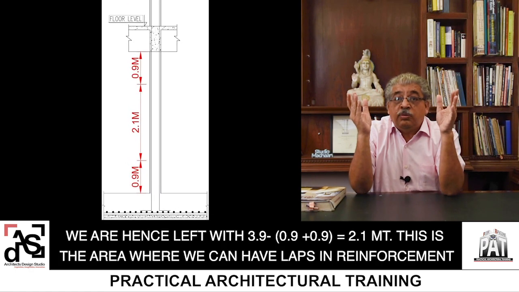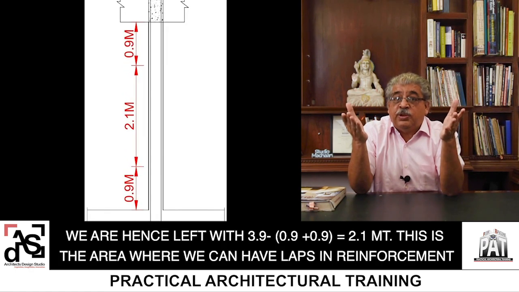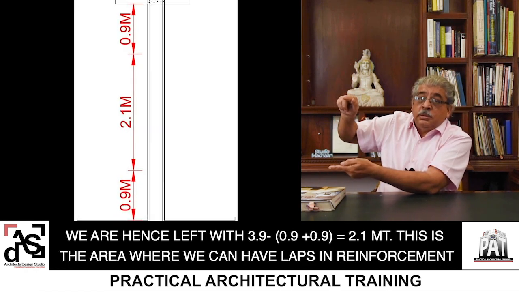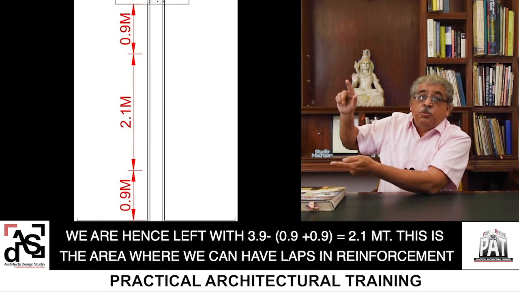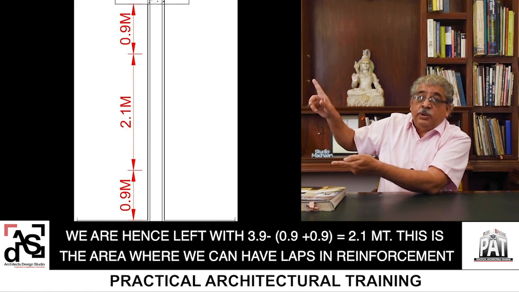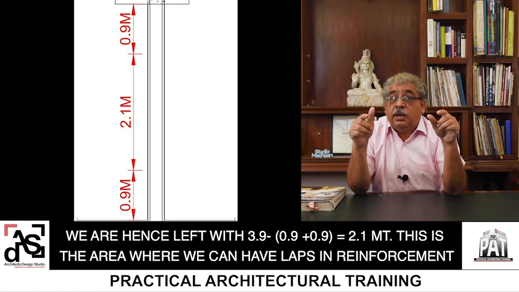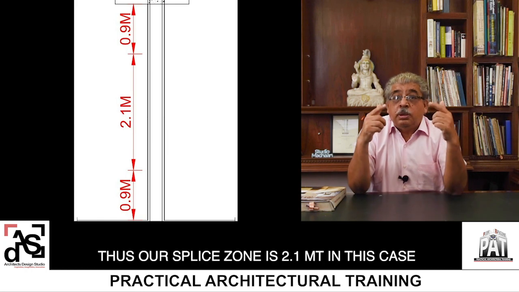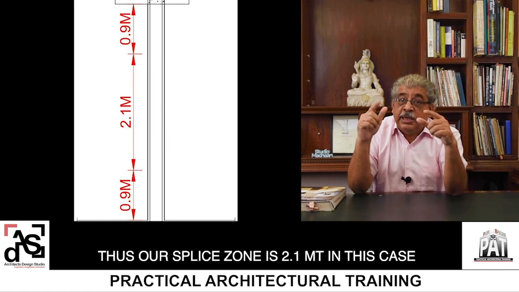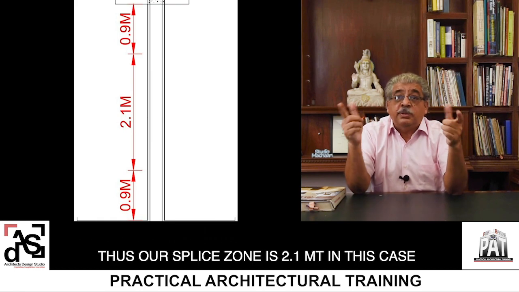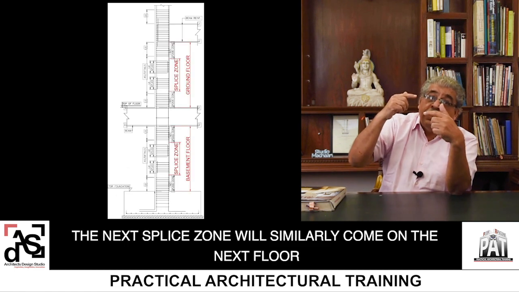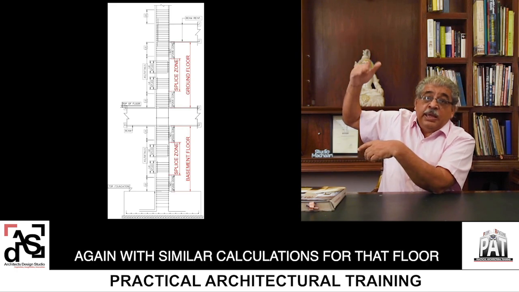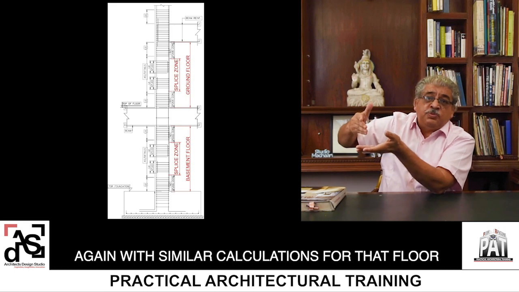So we are left with 3.9 meters, which is the total height, minus 1.8 meters, that is 2.1 meters, which is shown in the figure. This is the area where we can have laps in the reinforcement. Thus, our splice zone is 2.1 meters in this case. The next splice zone will similarly come on the next floor, again with similar calculations for that floor.